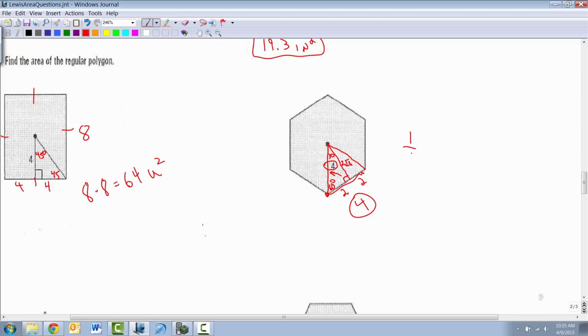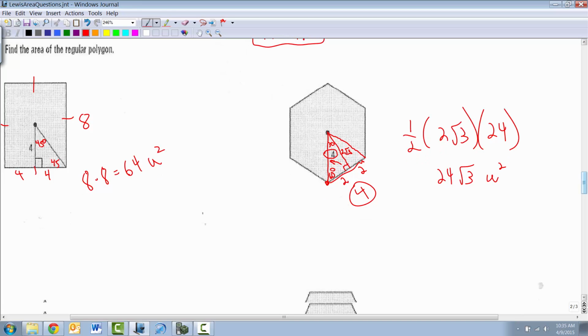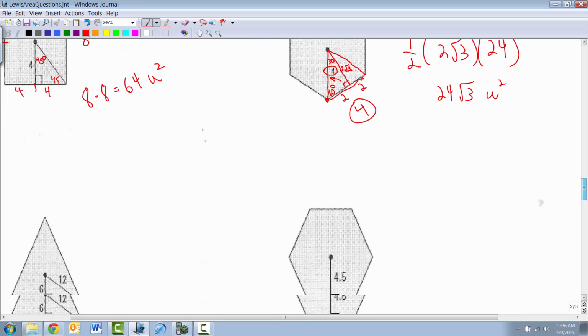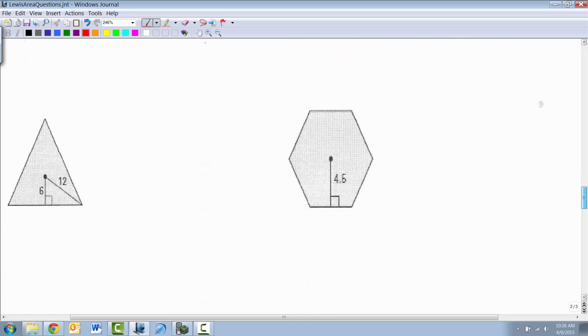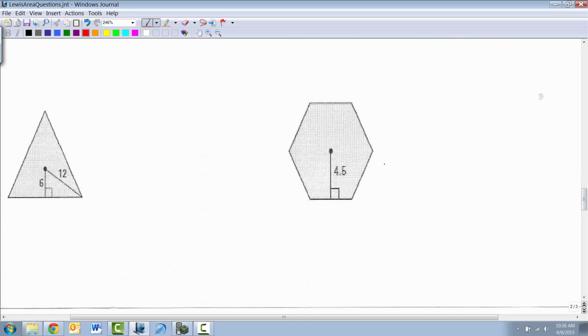Sorry. So it's half apothem, 2 root 3, times perimeter. There's 6 of these sides, so 6 times 4 is 24. So actually half of 2 is 1, so the exact answer is 24 root 3 units squared. Feel free to rewind the video and watch that again if that just blew your mind. So try to do something similar with this one, again a hexagon, and then try to figure out that one.